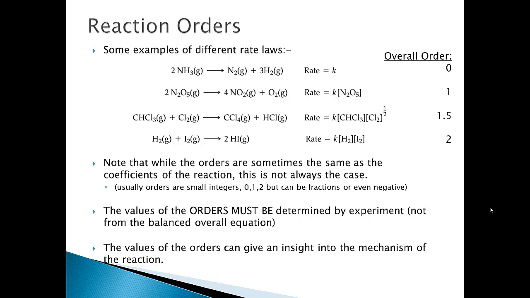The values of the orders must be determined by experiment. You can't really tell this from looking at the balanced overall equation. This is because a balanced overall equation may not be telling the whole story. Maybe there's more to the reaction mechanism than can be had from the overall equation. We know that these reaction orders usually come from the rate limiting step, and we'll talk about that very soon. The values of these reaction orders can also give an insight into the mechanism of the reaction.